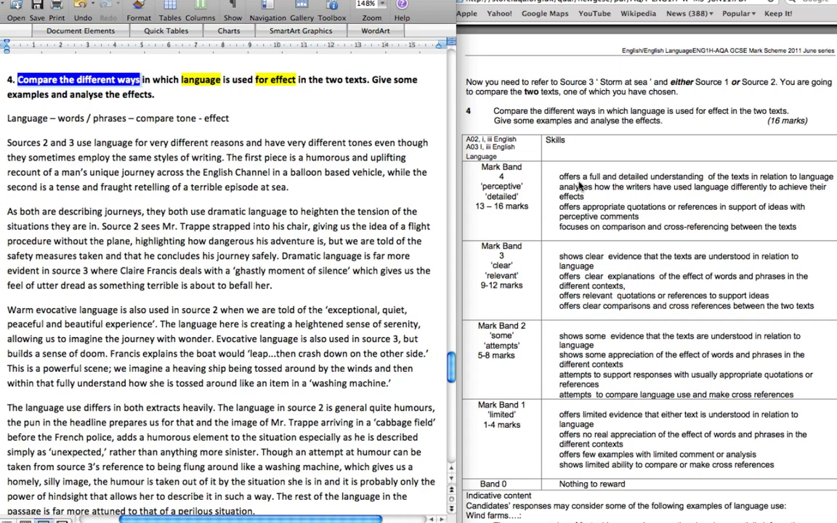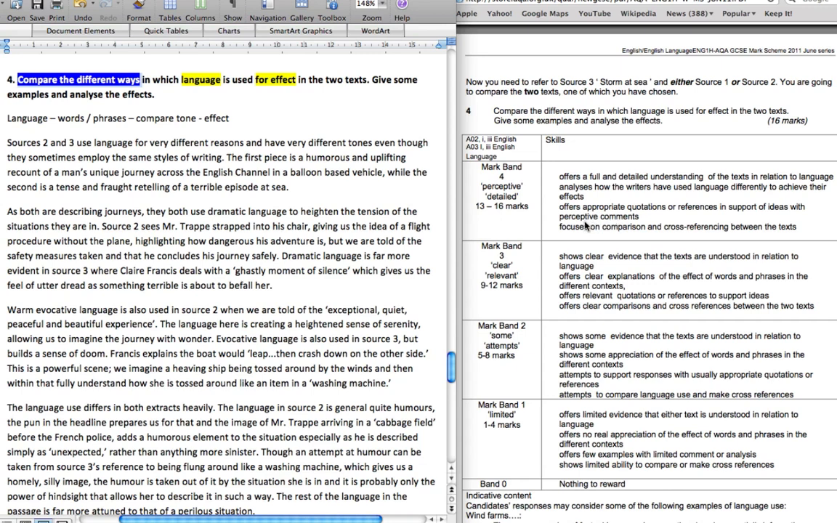So what are we trying to do? We're trying to offer a full and detailed understanding of the text in relation to language. That basically means we pick up things from all of the text and show how language is used all the way through, especially if the uses change. Analyse how the writers have used language differently to achieve their effects. So we have to show differences in the way that writers have used language across the two texts. Offers appropriate quotations or references in support of the ideas with perceptive comments.